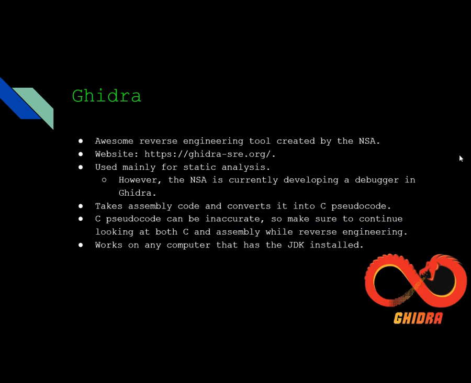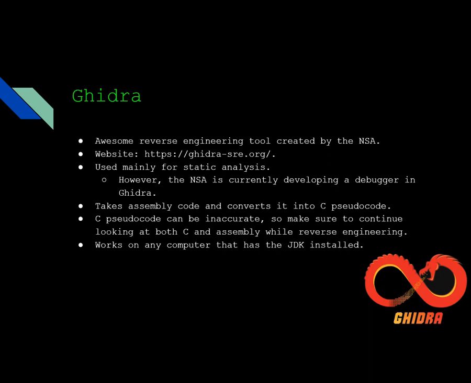You can download a zip file straight from that website, extract that zip file, and just execute the program. And it's a Java program, so any computer that has the JDK installed should be able to execute this file. It's used mainly for static analysis, but right now there's currently a debugger being developed for Ghidra. And once that is incorporated into Ghidra, we'll also be able to debug the program and do some dynamic analysis as well.